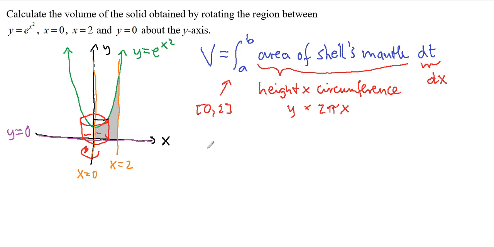Now we have all the information to find this volume, which is the integral from 0 to 2 of y times 2 pi x dx. We now need an expression for this height y in terms of x, and that is our curve e to the x squared.